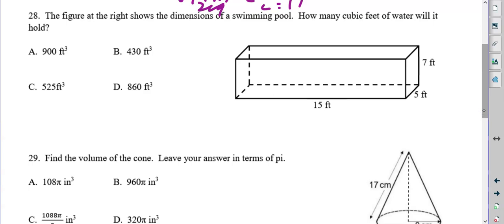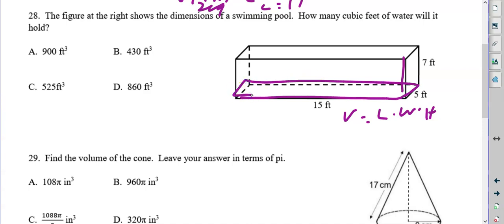Figure right shows the dimensions of a swimming pool. How many cubic feet of water is there? Well, that's easy. That's volume, which is just length times width times height. It's also the area of the base times the height, but it's the same idea. The area of the base of the pool is 5 times 15, times the height, which is 7. So you're just doing length times width times height. 5 times 15 times 7 is 525 cubic feet.